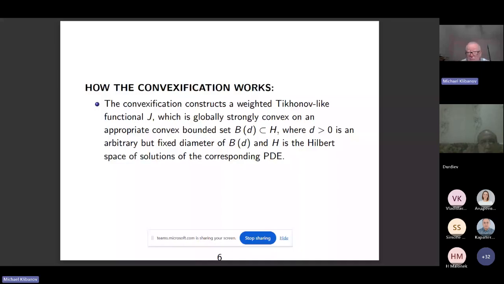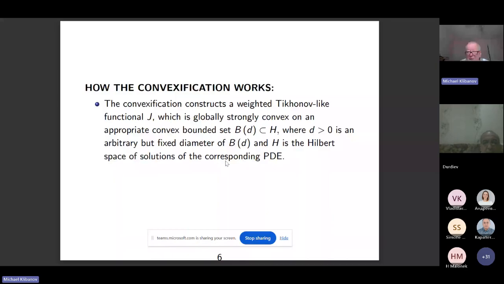in Hilbert space H, B of D, where D is a diameter, but what is important, D is not small. If I assume that D is less than epsilon, then I'm again in this swamp with locally convergent methods. Basically, all locally convergent methods are nothing more than versions of the small perturbation approach. That's all it is, okay? But in my case, D is not small. D is fixed, but not small.